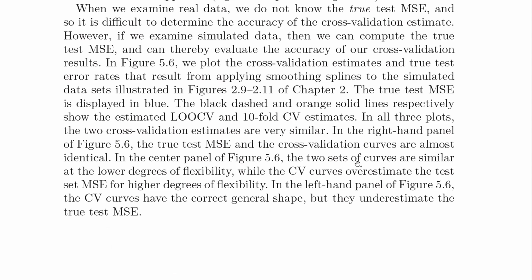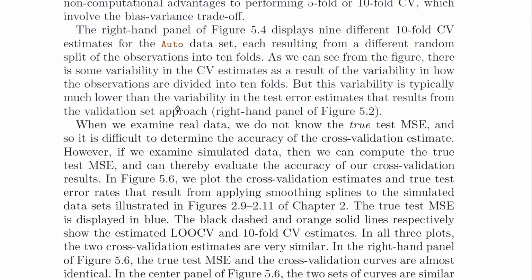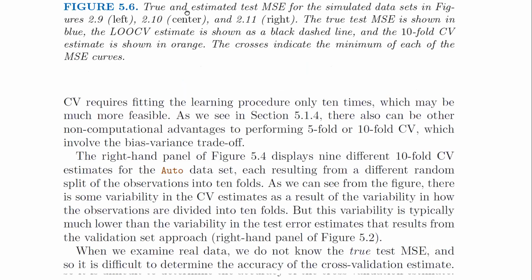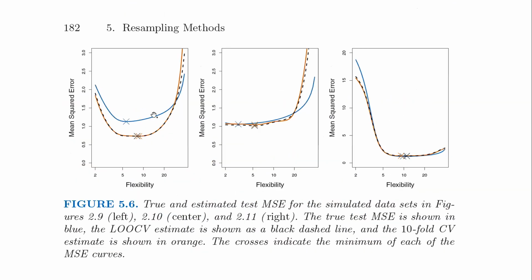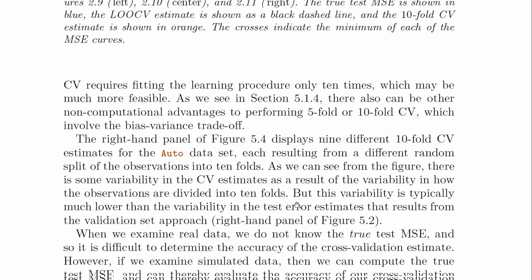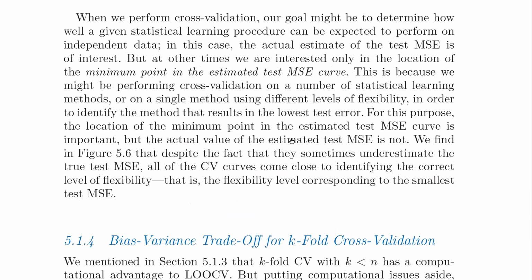In the center panel, the two sets of curves are similar at the lower degree of flexibility, while the CV curves overestimate the test set MSE for higher degrees. In the left-hand panel, the CV curves have the correct general shape, but they underestimate the true MSE. They are lower than the blue. They get the U-shape right, but they don't quite get the exact minimum.